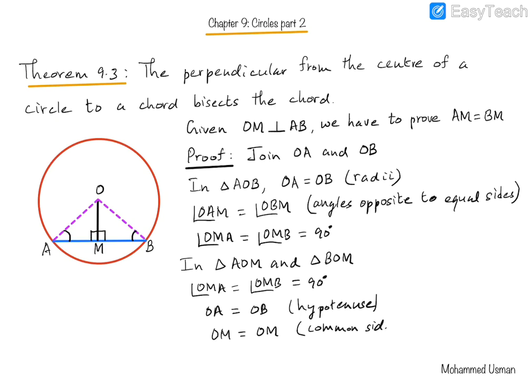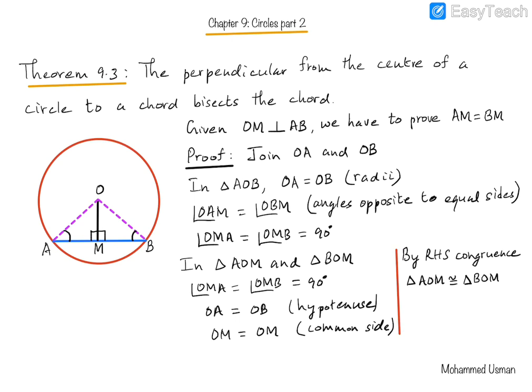So therefore in these two triangles AOM and BOM, one of the angles is 90 degrees. The side OA and the side OB are the hypotenuses of the two triangles. So we have a right angle, we have a hypotenuse, and a common side which is equal for both the triangles. Therefore, by the RHS congruence, we can say that the triangles AOM and BOM are congruent to each other.